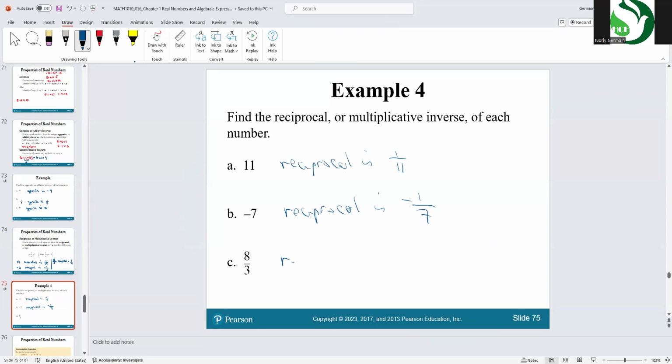All right. So how about for this fraction? What would be the reciprocal for it? All right, you got it correct.